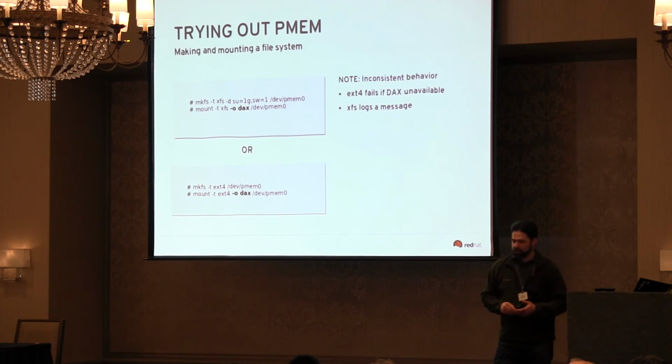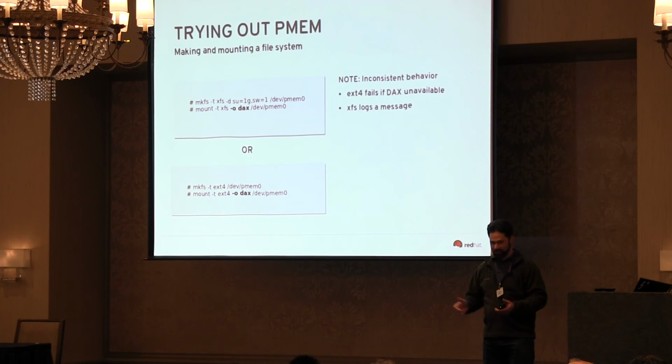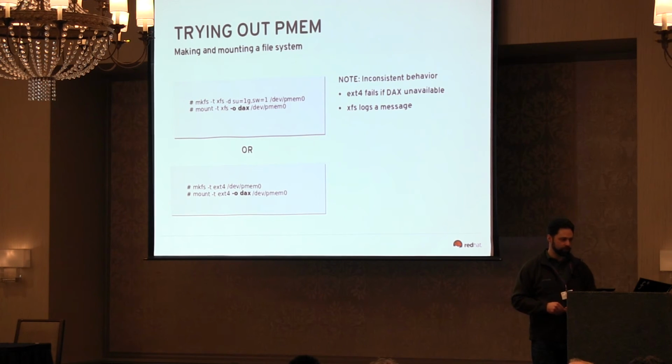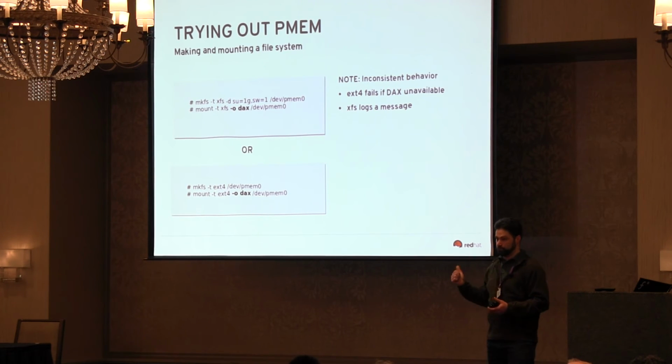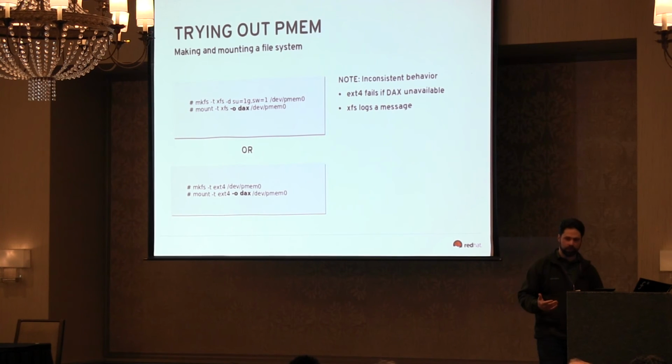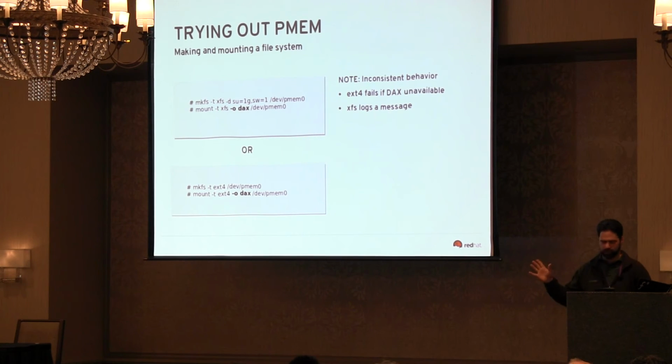So there are inconsistencies in the behavior of mount, which drives me nuts. So I'm working on trying to get some consensus there. But right now, if for whatever reason there's any parameter that the file system doesn't like, ext4 will just fail the mount command, but XFS will happily mount the file system, but you don't have DAX support. So you have to check dmesg just to make sure you got what you thought you got.